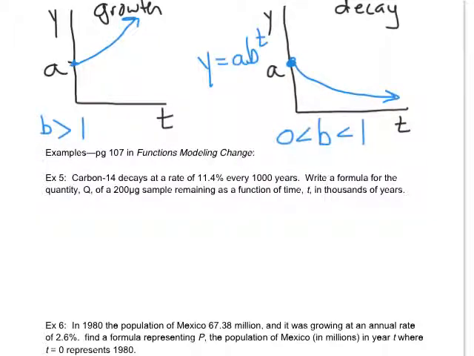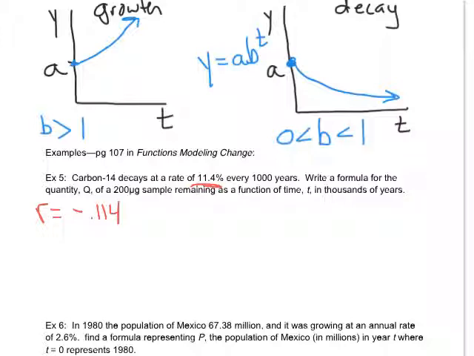So this is an example taken from the pre-calculus book that FLCC uses. So we'll look at this. Carbon-14 decays at a rate of 11.4% every 1,000 years. Decays. So when you see the word decay, that means this rate is going to be negative. So my percentage is my rate. My rate is going to be negative 0.114, because the rate is converted to a decimal, every 1,000 years.